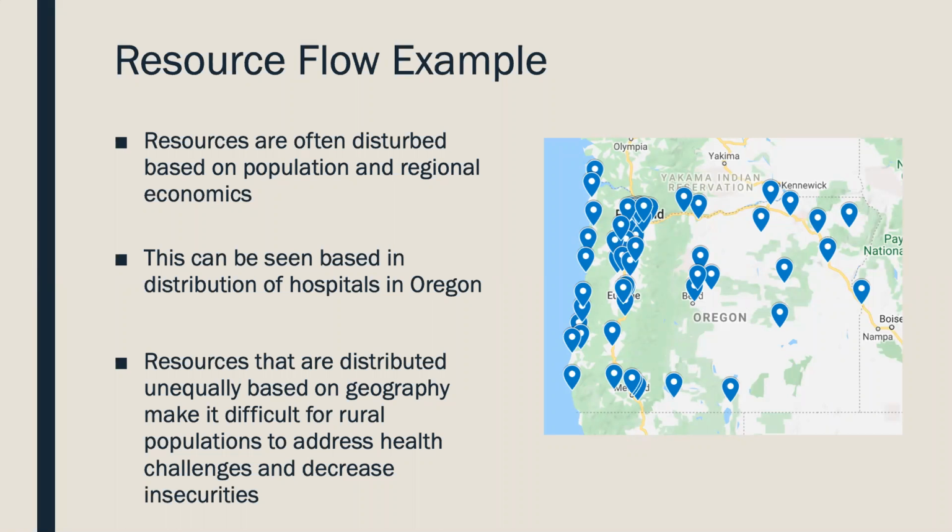An example of resource flow is the distribution of hospitals and medical equipment in Oregon. Resources are often distributed within a geographic area based on population. This can be seen in the image of the distribution of hospitals in Oregon. It makes sense that cities with more people need more hospitals, but they often get more funding, specialty treatment options, and medical equipment. People in rural Eastern Oregon may have to drive hours to reach a hospital, and that hospital may not have the equipment needed to treat them. Resources that are distributed unequally geographically make it difficult for rural populations to address health challenges and decrease insecurities because they do not have equal access to resources and care.